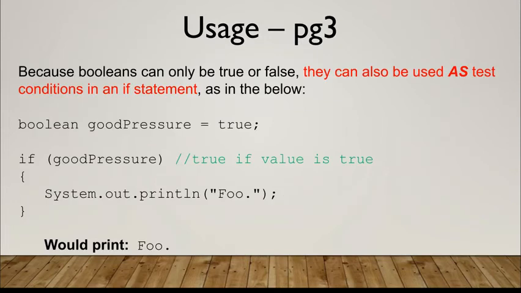Because Booleans can only be true or false, they can also be used as test conditions in an if statement, as seen below. Boolean goodPressure equals true. So if goodPressure, then print foo. And this will print foo because goodPressure evaluates to true.